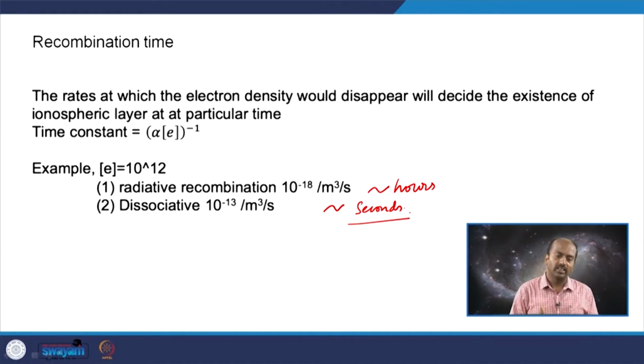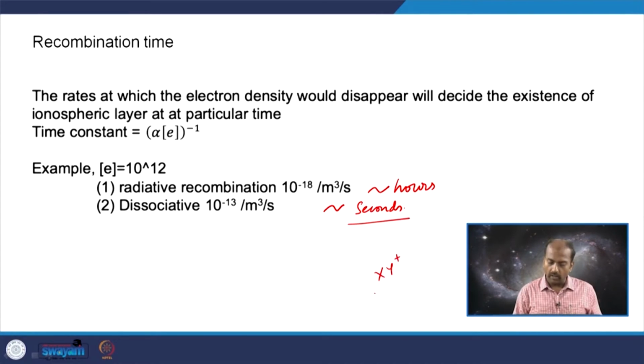What it means is that dissociative recombination is more effective in taking electrons and recombining with ions to get the neutral species. But more importantly, what is limiting dissociative recombination from taking care of the entire electron density is that it is limited by the availability of molecular ions.